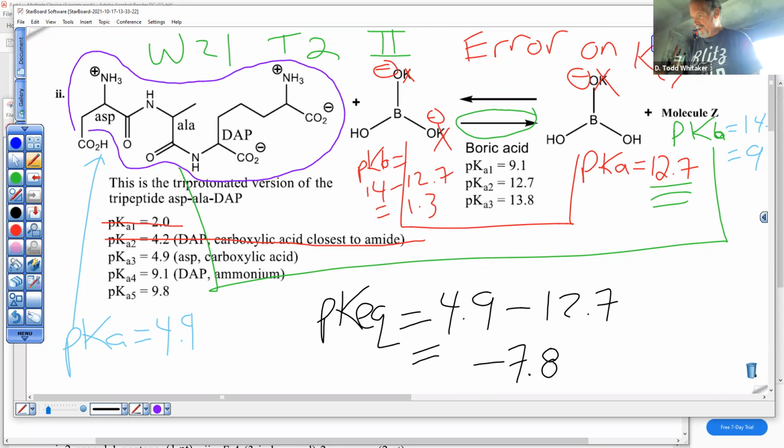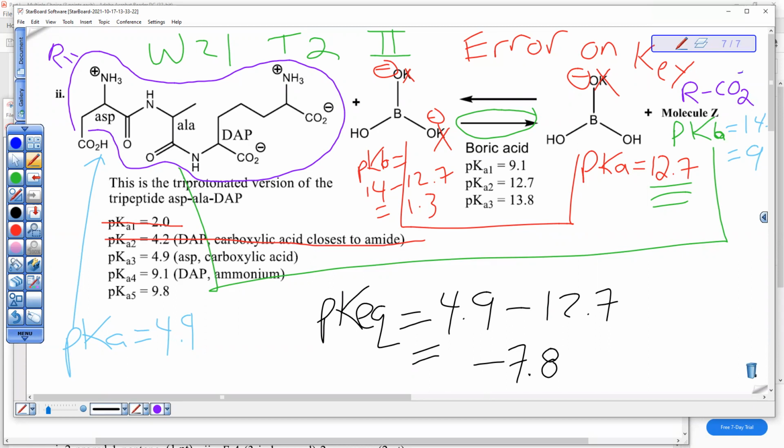But make sure you circle everything up to and not including the CO2H. Tell me you're calling that R. And here's molecule Z. You ready? R. And CO2H became CO2 what? CO2 minus. There is molecule Z. That's 2 points.